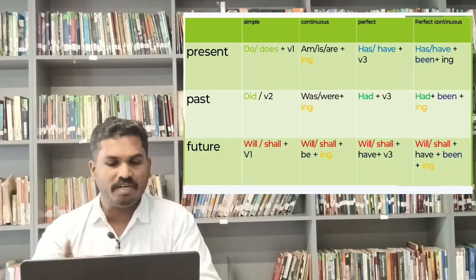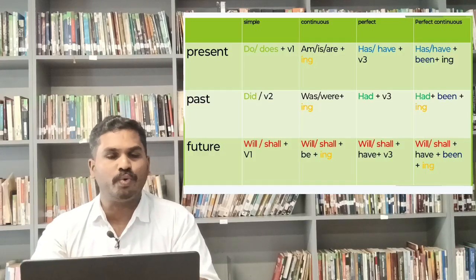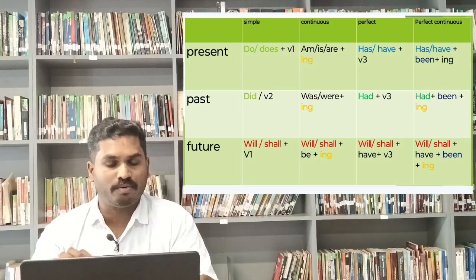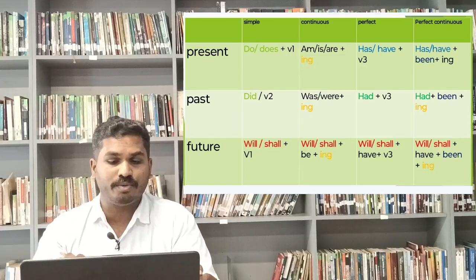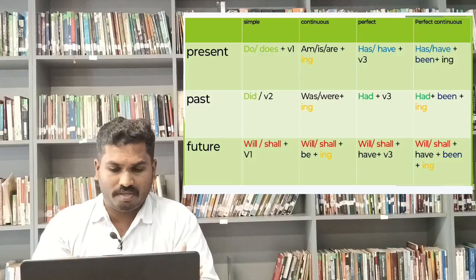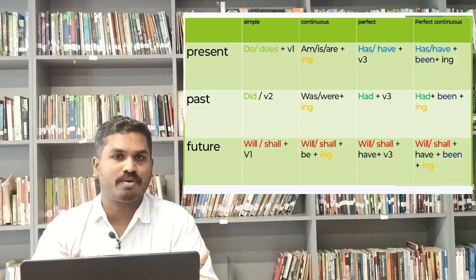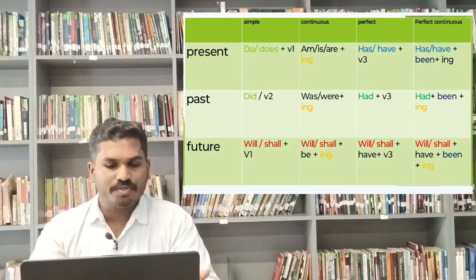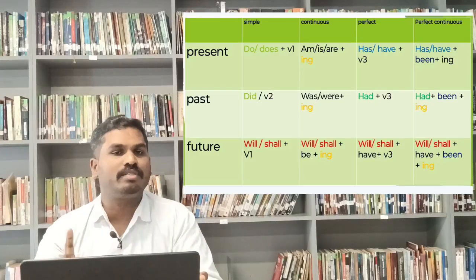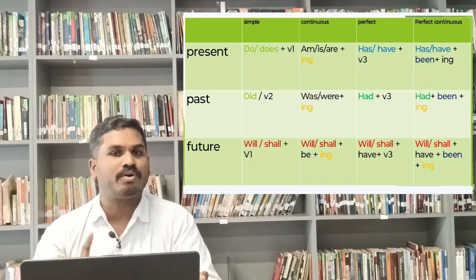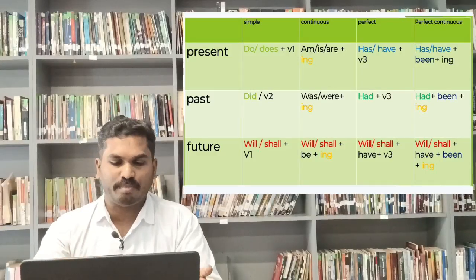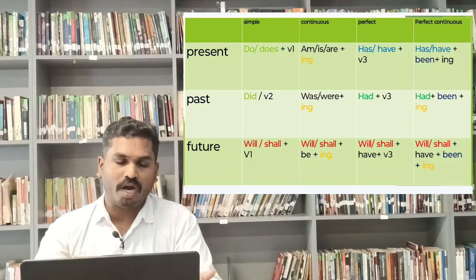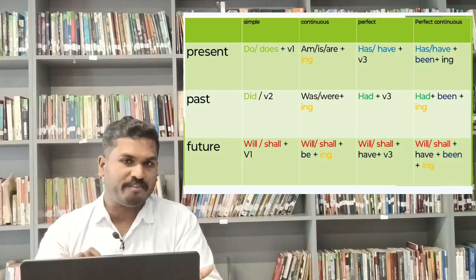When it comes to the perfect tense, will or shall joins with have. Only the form have is used in the case of future; there is no difference between has and have. We must use the term have in the future. And we know we have to use the third form of the verb with has, have or had. So in the future perfect: will or shall plus have plus the third form of the verb.